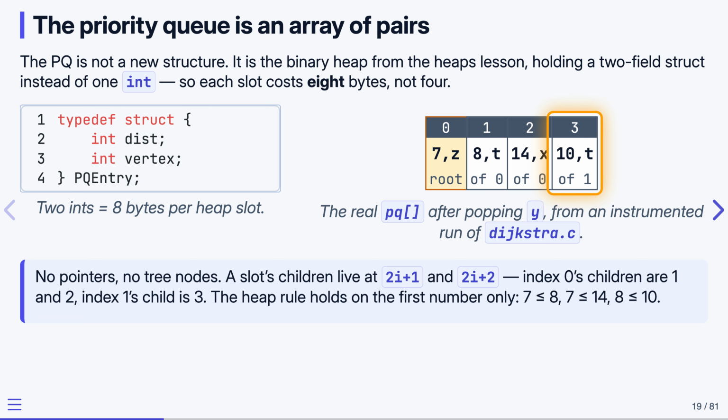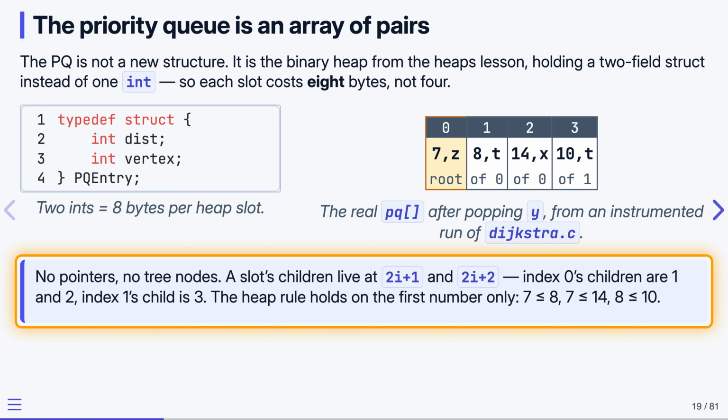The same rule works further down. Take position 1. 2 times 1 plus 1 is 3. So this cell, holding 10, T, is the child of the cell before it. One formula and the whole tree shape falls out of a flat array.